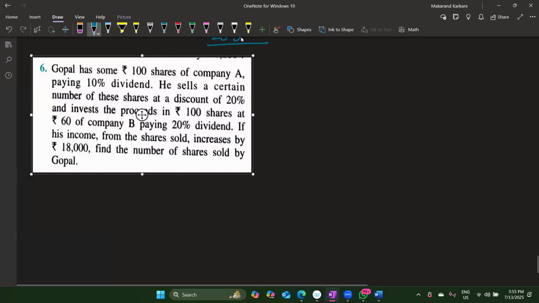Sir, so when he invested the proceeds in company B, his income increased by 18,000. So company A plus 18,000 will give the dividend of company B. Okay.